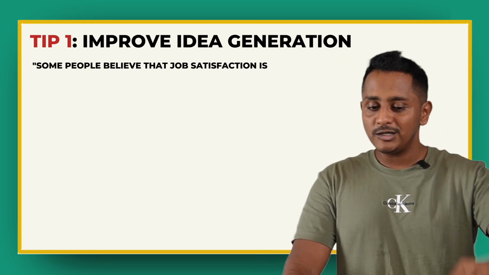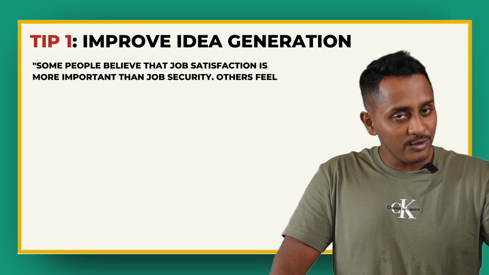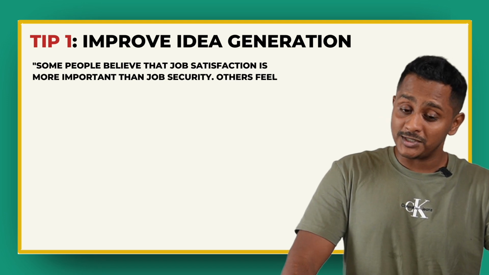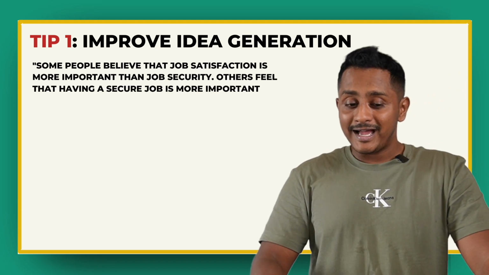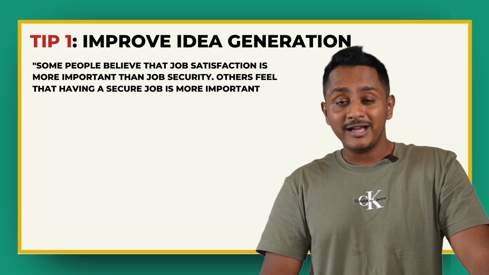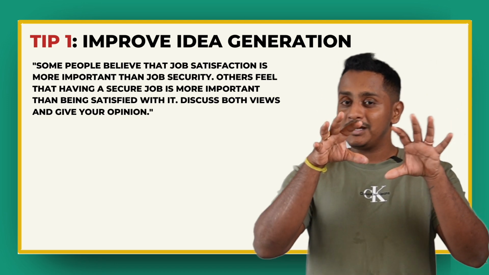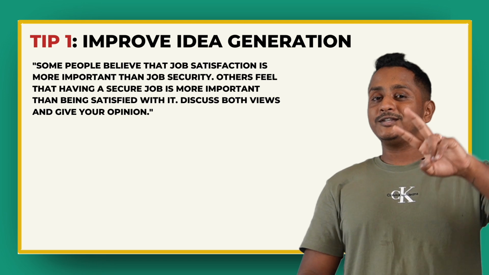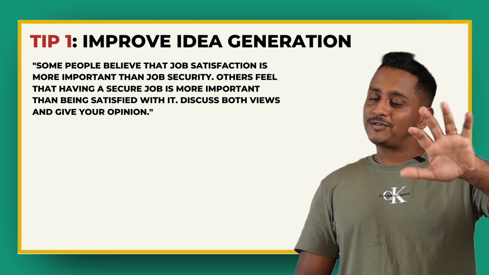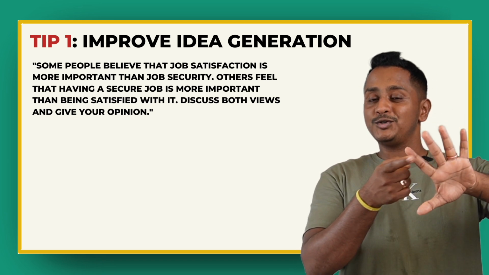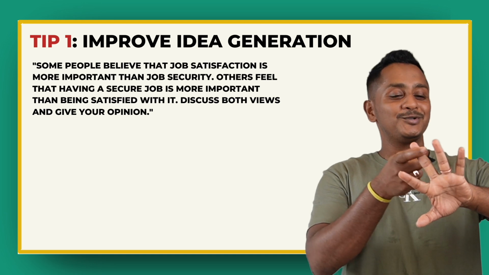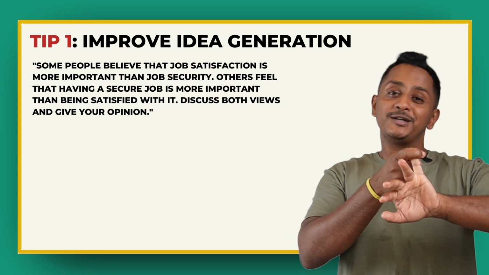Some people believe that job satisfaction is more important than job security. Others feel that having a secure job is more important than being satisfied with it. Discuss both the views and give your opinion. If you properly understand the question, there are 2 sides to it. This is going to be a 5-para structure. Para 1 is going to be the introduction. Para 2 is going to be side 1. Para 3 is going to be side 2. Para 4 is going to be opinion. Para 5 is going to be conclusion.